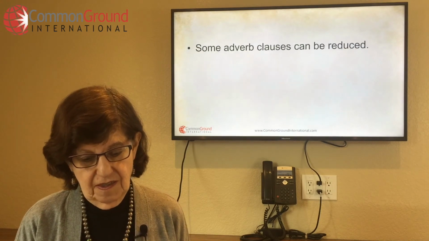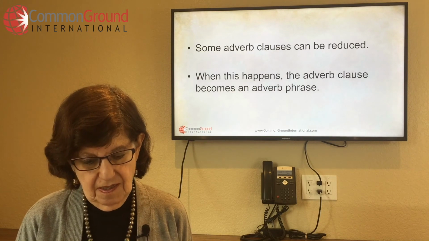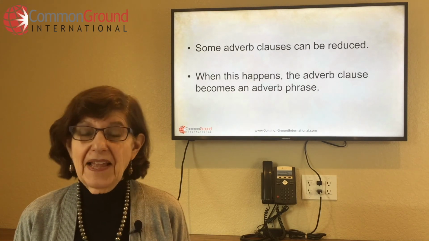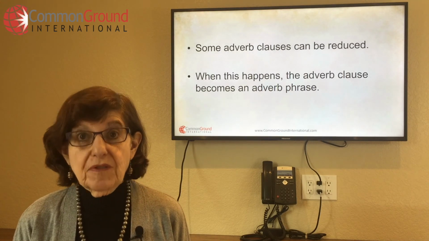Some adverb clauses can be reduced. Sometimes they can be reduced. When this happens, the adverb clause becomes an adverb phrase. And there you have it, all about adverb clauses. I hope you learned a lot today.